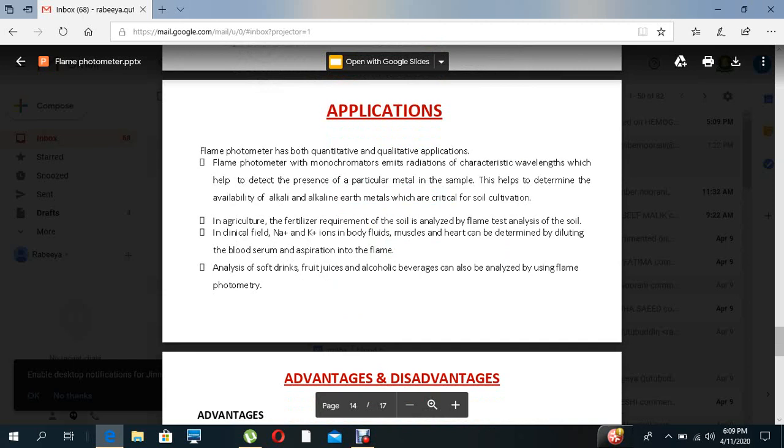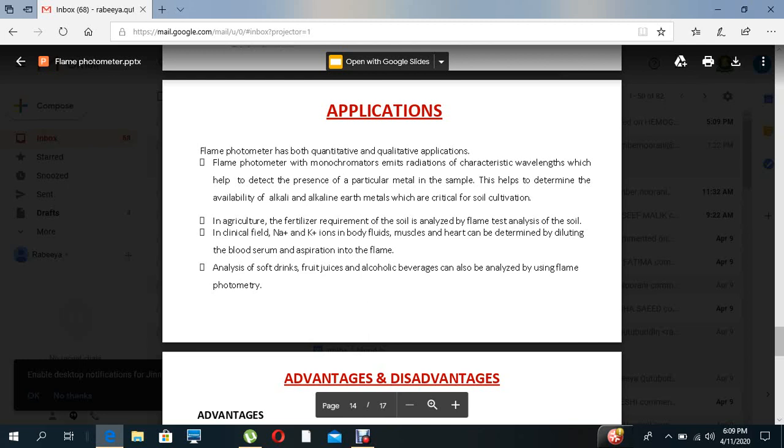Applications of flame photometry. Photometry can be used to find both qualitative and quantitative results. A flame photometer with a monochromator emits radiations of characteristic wavelengths which help to detect the presence of a particular metal in the sample. This helps to determine the availability of alkali and alkaline earth metals which are critical for soil cultivation. What we're doing is finding out the exact proportion of these metals in the earth so that we can find out the nutrients that are needed for plants.